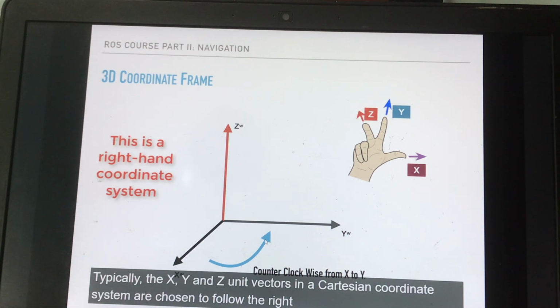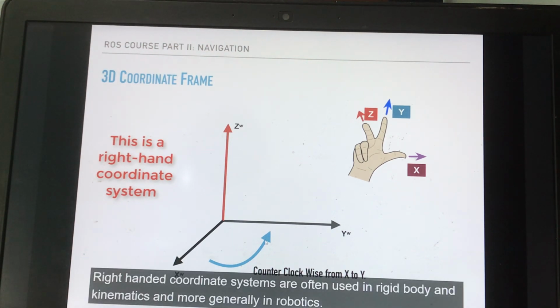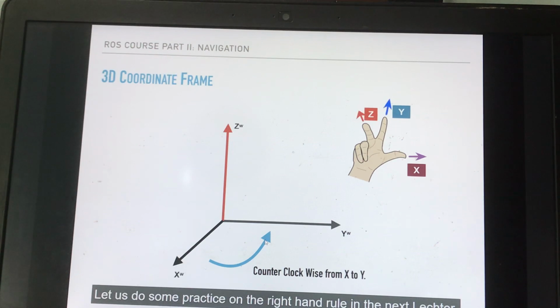Typically, the x, y, and z unit vectors in a Cartesian coordinate system are chosen to follow the right-hand rule. Right-handed coordinate systems are often used in rigid body kinematics, and more generally in robotics. Let us do some practice on the right-hand rule in the next lecture.